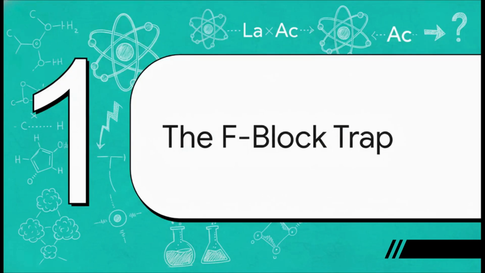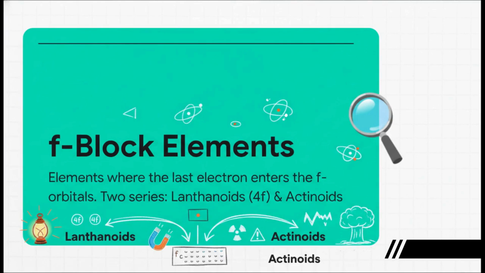So let's call it what it is, the F block trap. Why? Because these elements look like they should be similar, but their chemistry tells two completely different stories. Okay, the basics, super fast. F-block elements are just elements where that last electron you add goes into an F orbital. That's it. We've got two main families here, the lanthanoids, which fill up the 4f orbitals, and the actinoids, which fill up the 5f. Think of them like two different branches of a family tree with very, very different personalities.